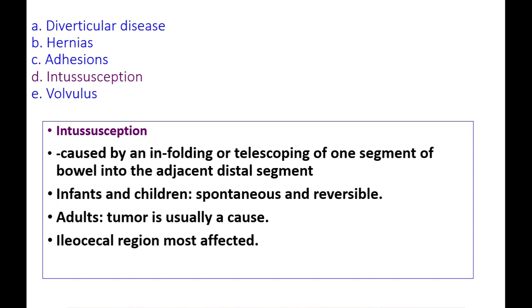Intussusception is caused by infolding of the mucosa of the proximal segment into the distal segment, or called telescopic movement of one segment of bowel into the adjacent distal segment. It is common in infants and children. Sometimes it presents as acute abdomen or abdominal mass. It can be relieved spontaneously and can be reversible, or if it is irreversible, it should be corrected surgically to release the intestinal obstruction.